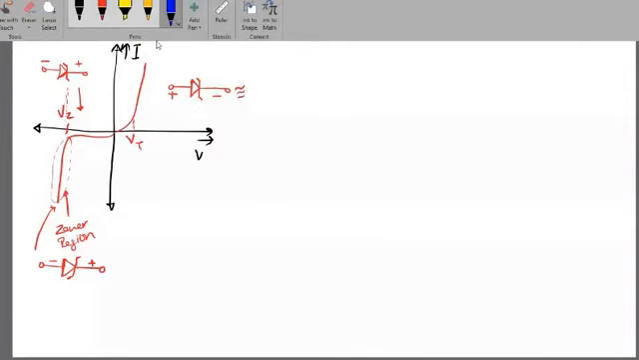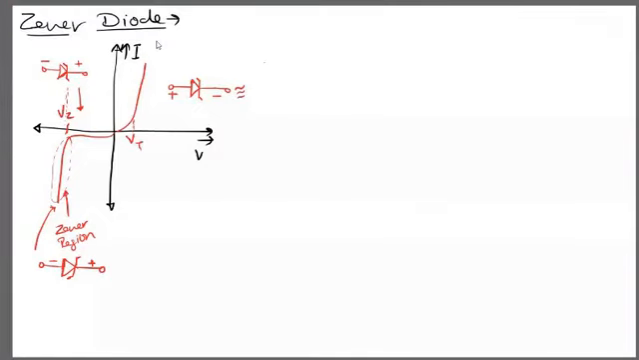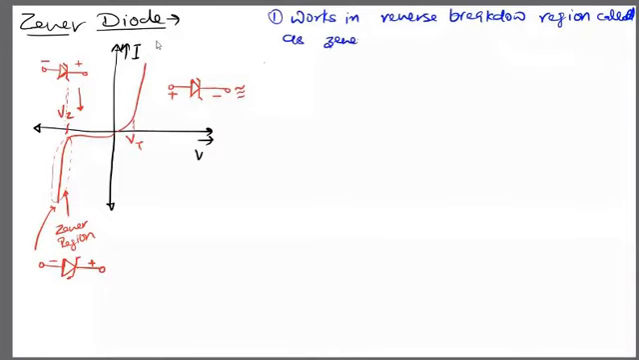It is a very interesting phenomenon. First of all, the Zener diode works in the reverse breakdown region called the Zener region. Okay, Zener region.